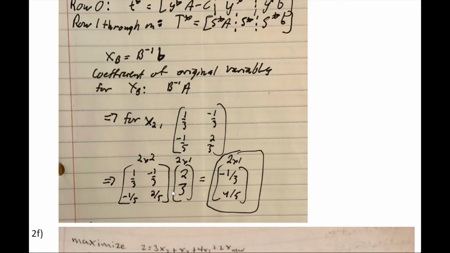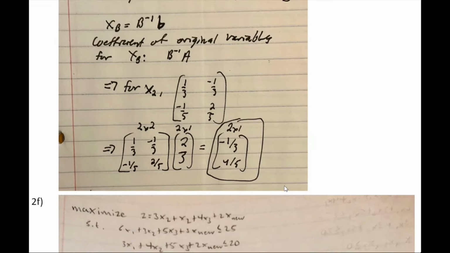Now we're actually picking out just the coefficients for x2 since that's our variable of interest. So we would just take that from the constraint, and that's just 2 and 3. So after multiplying these two matrices out, we get that the new coefficients for x2 are negative 1/3 and 4/5 in the final set of equations for the new adjusted problem.